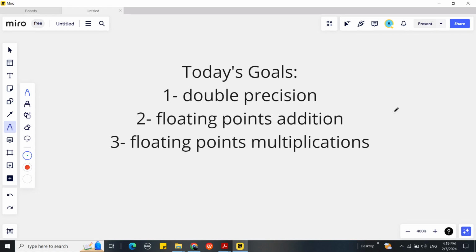Which was actually a topic from the ninth class, but I couldn't do it because of the time. Basically, today's goal is going to be about double precision floating points, how to add them, and also how to multiply floating points. So let's get started.